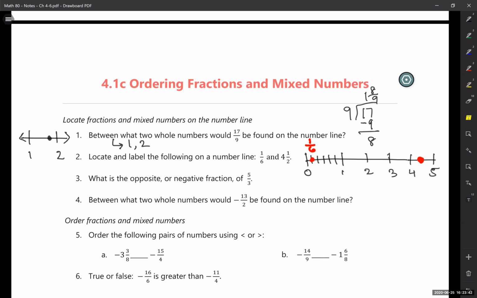All right, so number 3, we talked about this somewhere in the last chapters, 2 or 3. And it says, what is the opposite or negative fraction of 5/3? And it's not really about the opposite in this problem. You know what opposite means. It's about negative sign placement. And so I'll do this one on the left again, just so we have room for all these problems.